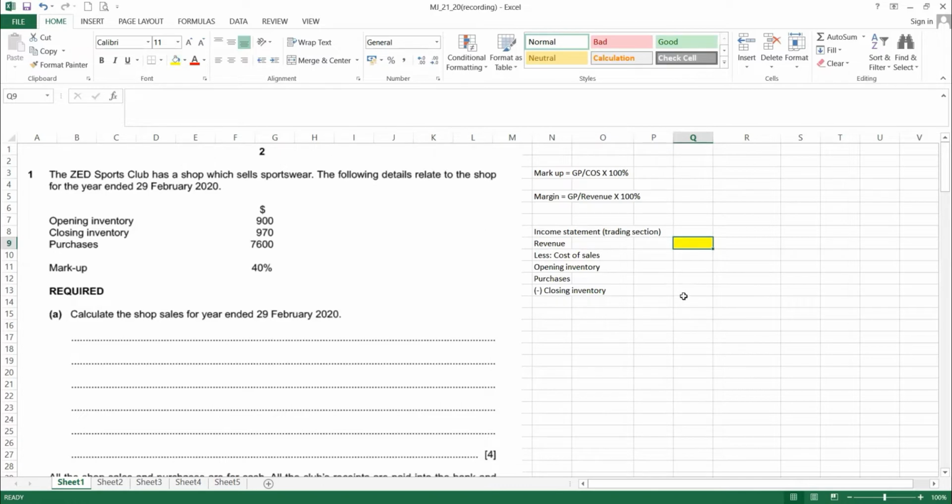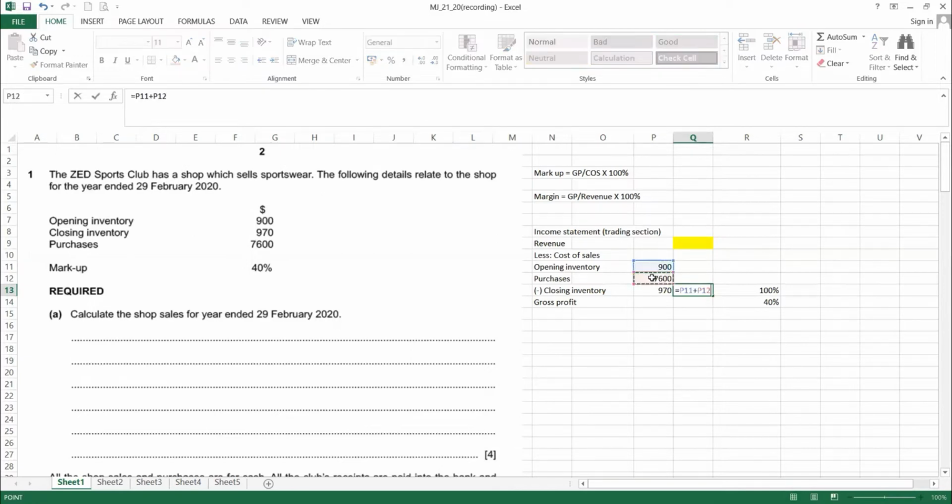The question asks us to find it. And they say that the markup is 40%. This 40% is over the cost of sales. Over cost of sales means that the cost of sales, the base, is 100%. So we put in the cost of sales information: opening inventory 900, purchases is 7,600, and then closing inventory 970. So the formula for the cost of sales is opening plus purchases minus closing inventory.